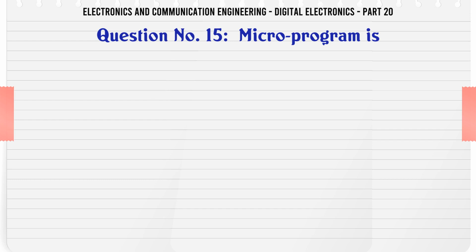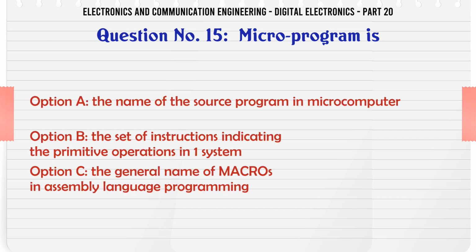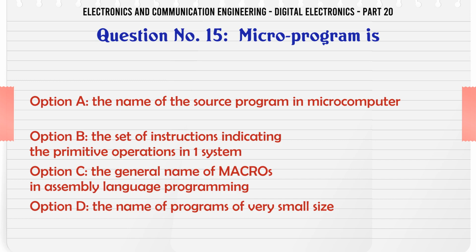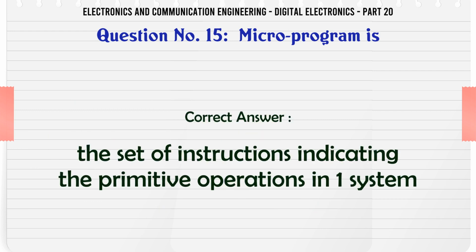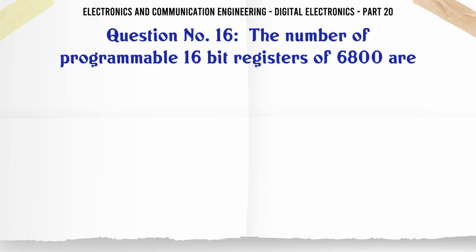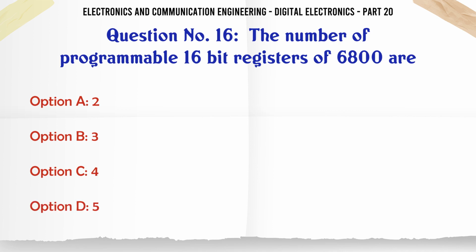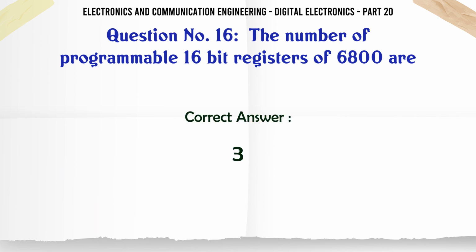Microprogram is A the name of the source program in microcomputer, B the set of instructions indicating the primitive operations in one system, C the general name of macros in assembly language programming, D the name of programs of very small size. The correct answer is the set of instructions indicating the primitive operations in one system. The number of programmable 16-bit registers of 6800 are A 2, B 3, C 4, D 5. The correct answer is 3.